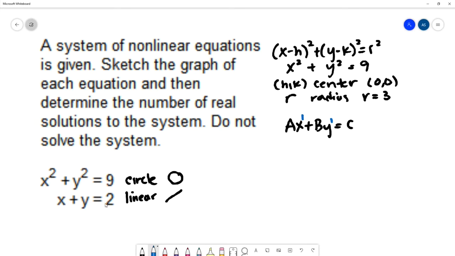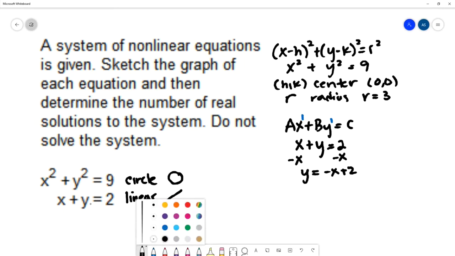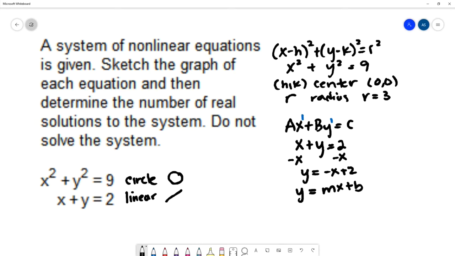So to graph that linear equation, I'm going to find the slope-intercept form. There are many different ways to graph the line, but I'm going to find the slope-intercept form. x plus y equals 2 is the standard form. Slope-intercept form is when you have y by itself. So I'm going to subtract x. That gives y equals negative x plus 2. And now I've put it into slope-intercept form, which is y equals mx plus b.